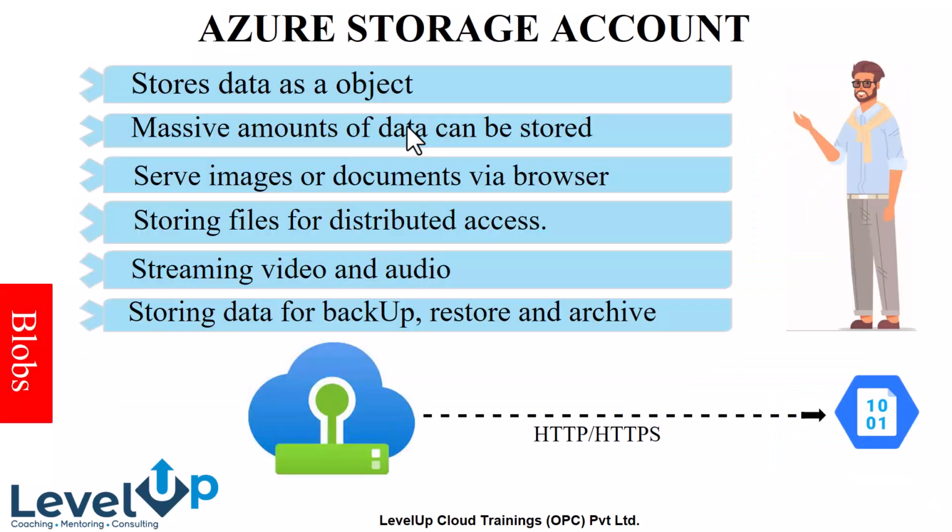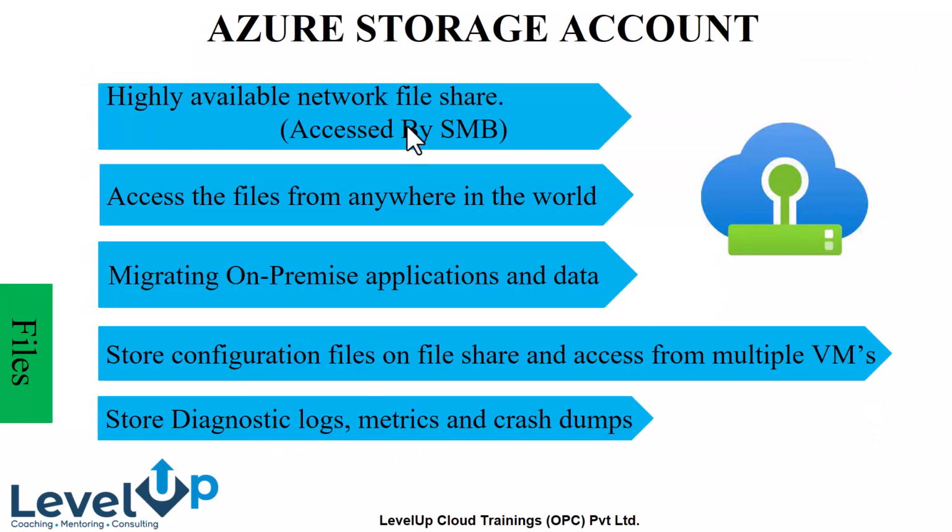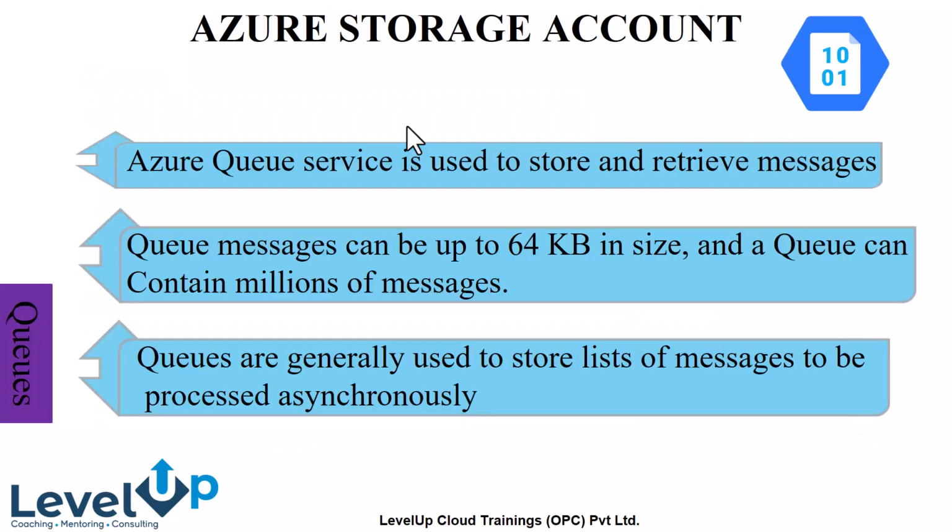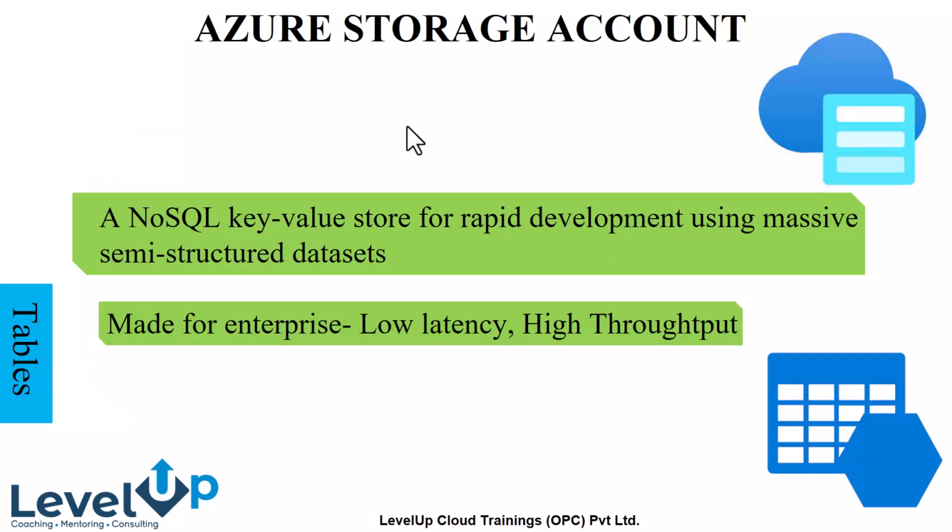What is the first one? The first one is called blob storage. The second one is called file storage. The third one is called queue storage. The fourth one is called table storage. All right, these are the four different types of services.